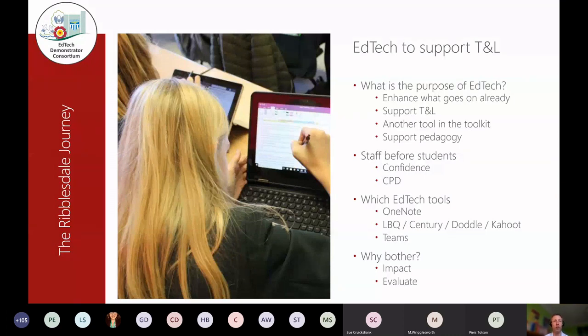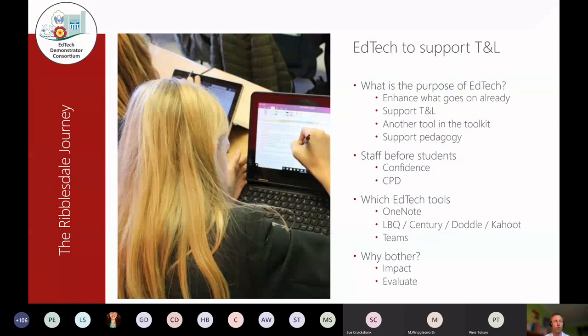This next one's key. Staff must come before students, even in the time now where we are absolutely desperate to get students and pupils on board. We must make sure the staff are confident and competent in using it as much as possible before we roll out to the wider school.